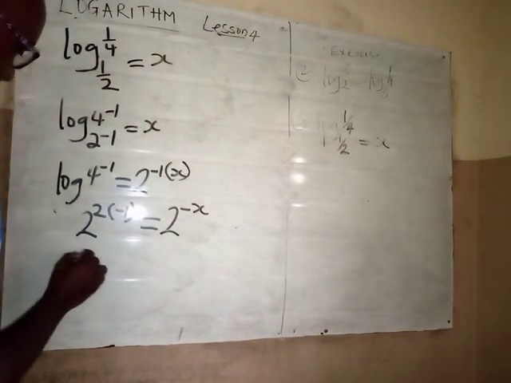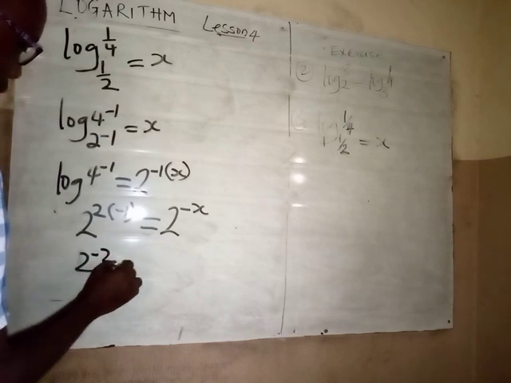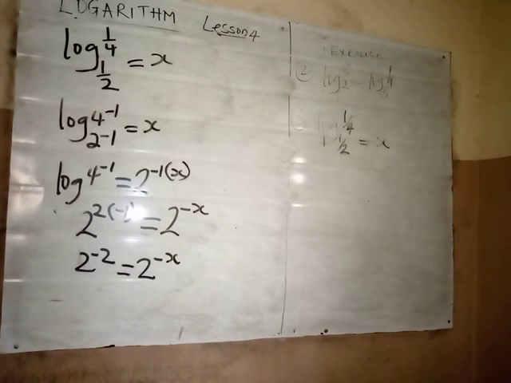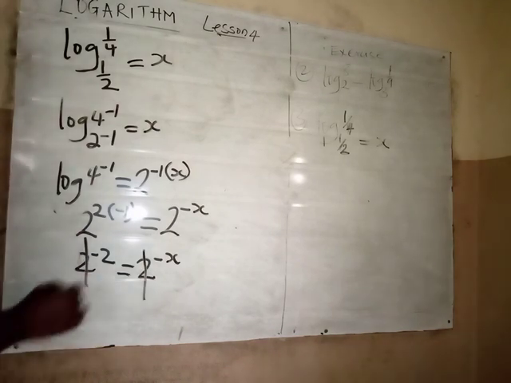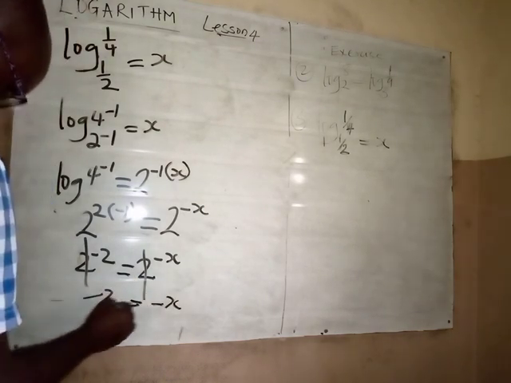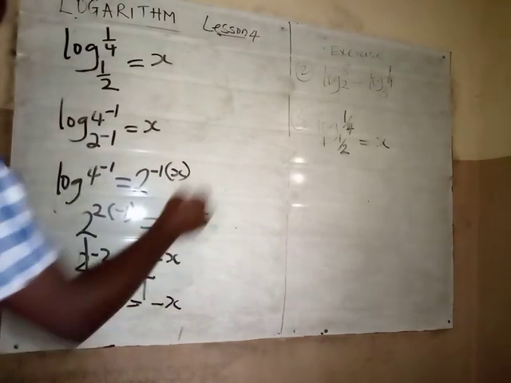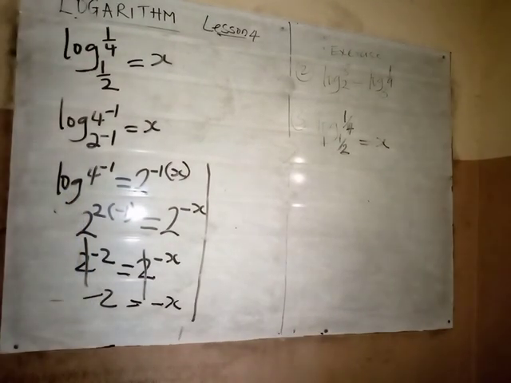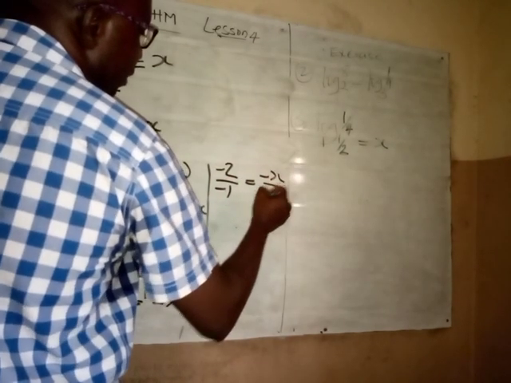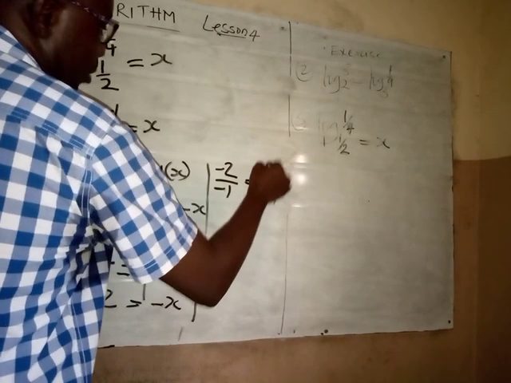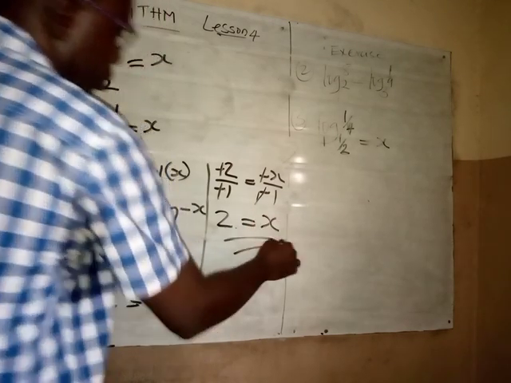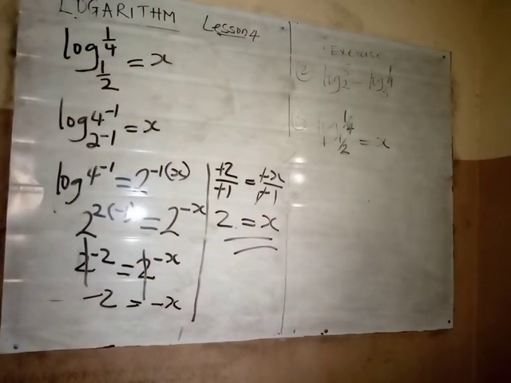So we now have 2 raised to power minus 2 equals 2 raised to power minus x. Since they are of the same base, you cancel the base, and you are left with minus x equals minus 2. You divide both sides by minus 1, so minus 2 divided by minus 1 equals minus s divided by minus 1. You cancel the minus, so you are left with 2 equals s. So this is the final answer. Thank you.